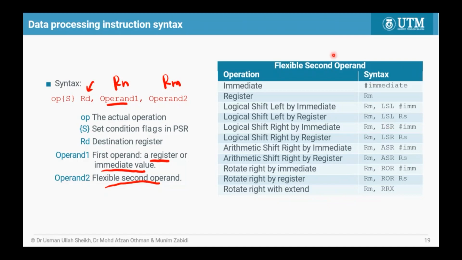So operand 2 can be an immediate value, a register, or a value that you have already manipulated by using the barrel shifter operation. This is the barrel shifter operation, this thing here.